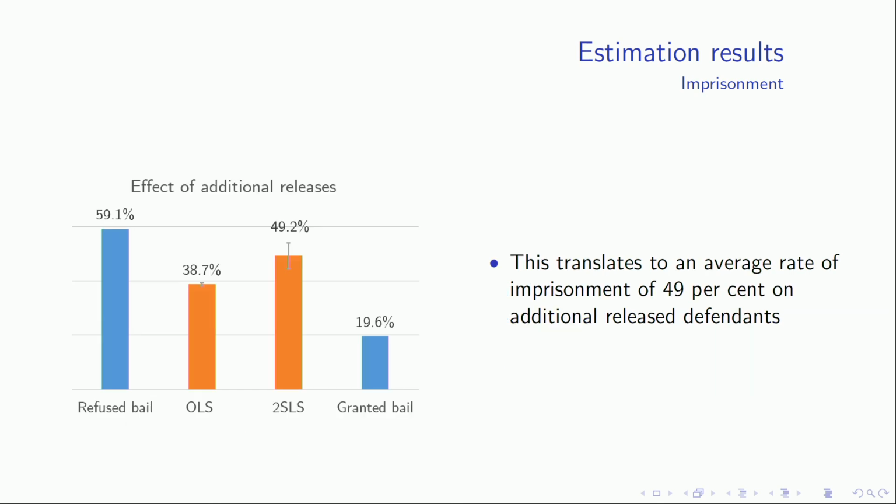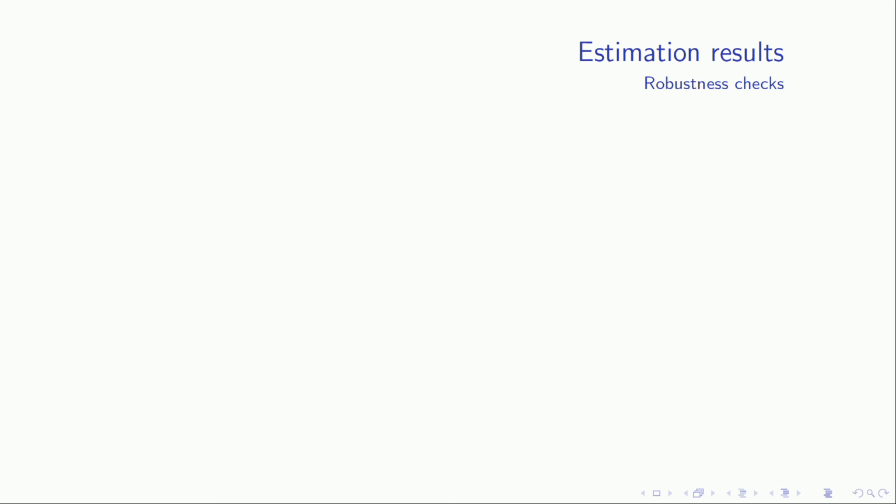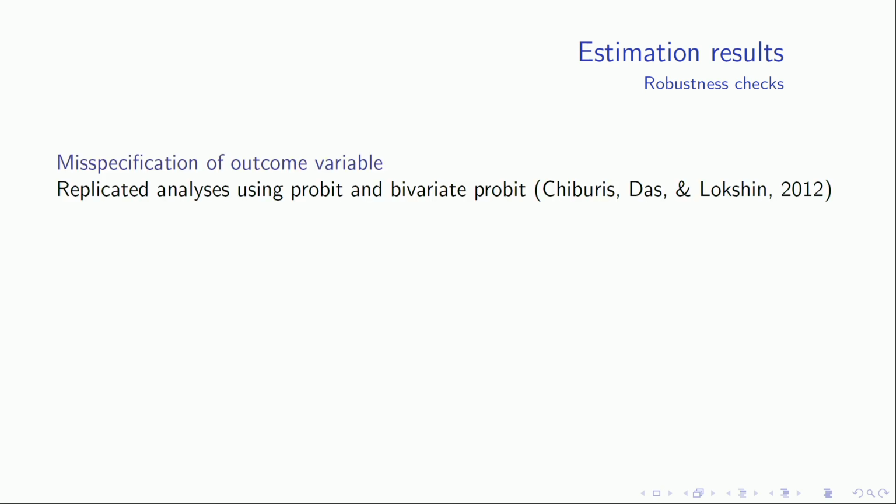And if we look at the effect of additional releases, this would mean that if we released more people from the refused bail group, on average, those people who are released would have a rate of imprisonment of about 50% as opposed to 60%. So I'm just going to run through a few robustness checks that I also did. The first one is misspecification of the outcome variable. Some of you might be wondering, why did I use linear probability models?